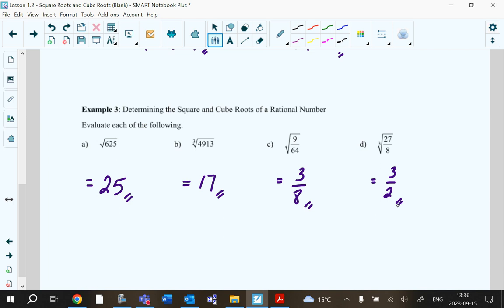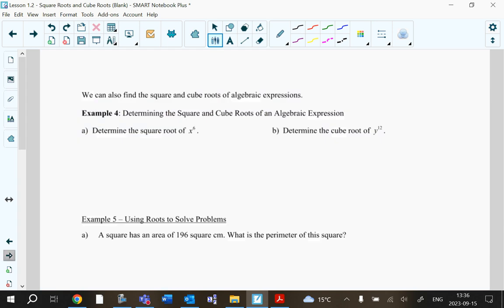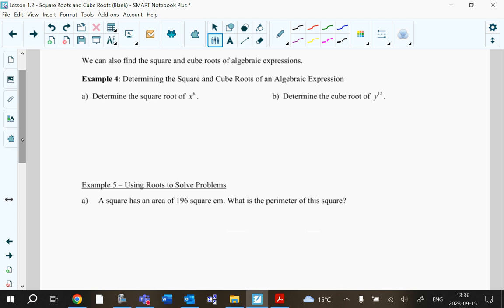Okay. Here's somewhere where we use square roots and cube roots. Oh, sorry, I'm jumping ahead of myself. Okay, this is going to make you think a little bit. What's the square root of x to the 6th?